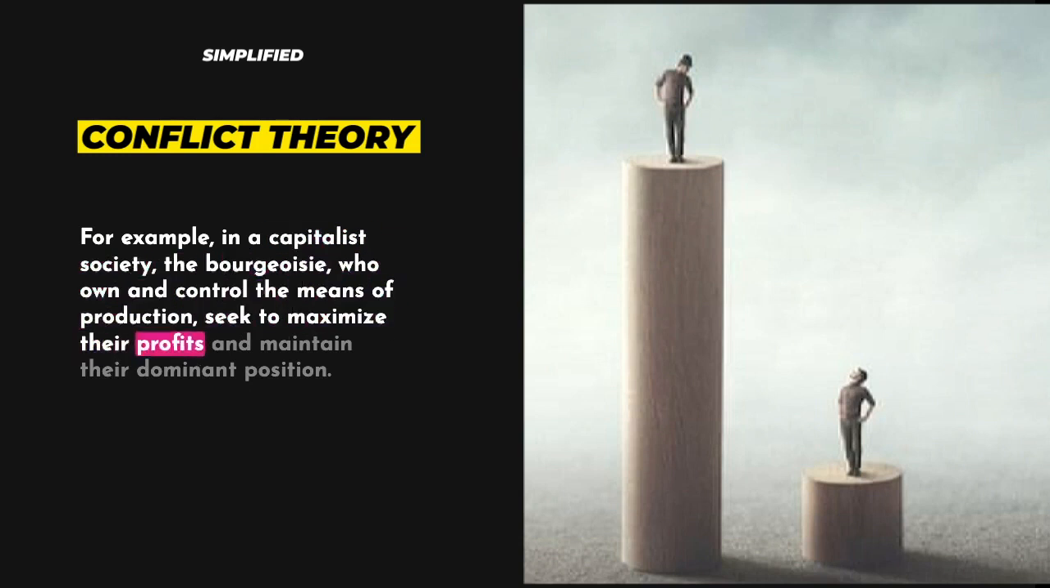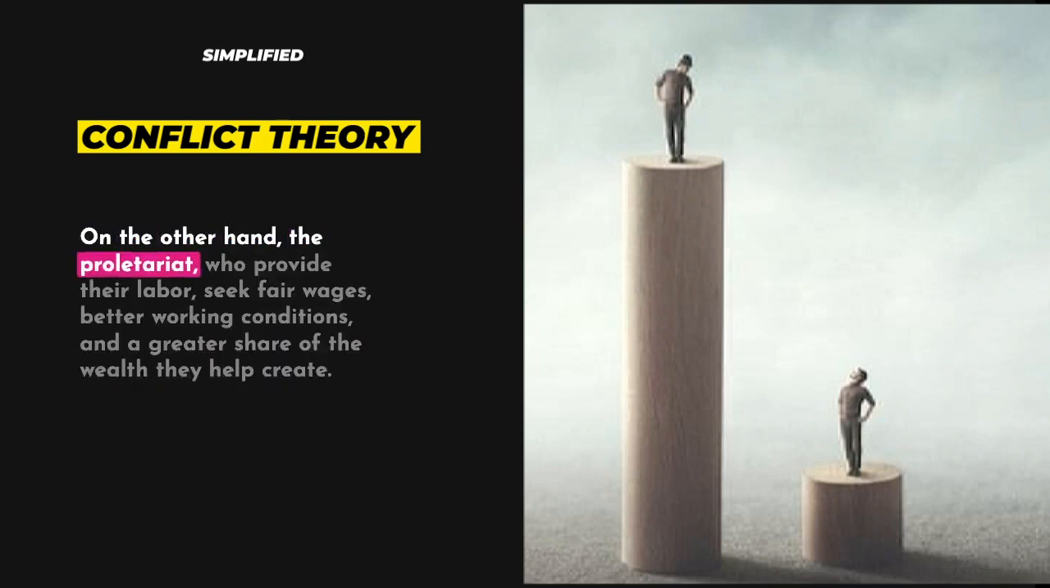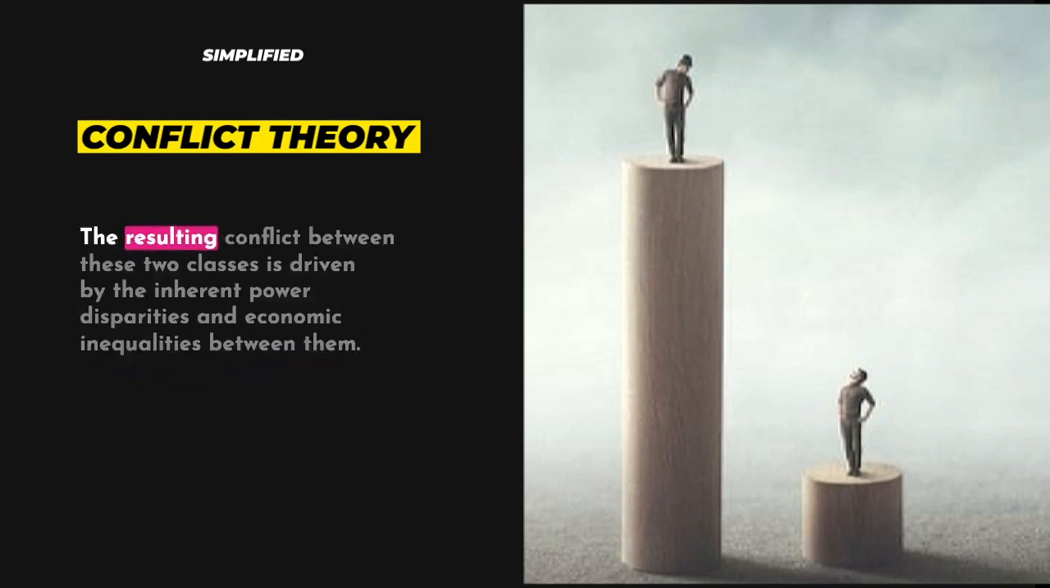For example, in a capitalist society, the bourgeoisie, who own and control the means of production, seek to maximize their profits and maintain their dominant position. On the other hand, the proletariat, who provide their labor, seek fair wages, better working conditions, and a greater share of the wealth they help create. The resulting conflict between these two classes is driven by the inherent power disparities and economic inequalities between them.